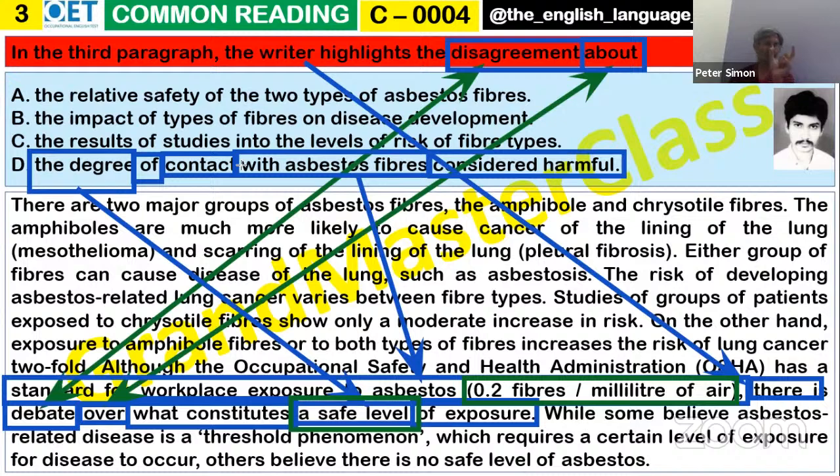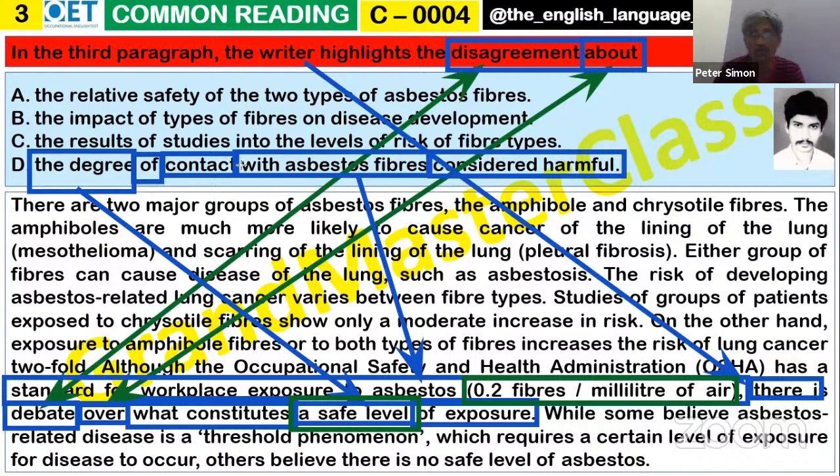Less than that, more than that. Whenever there is a number, it diversifies things into two different places. Numbers are very important. So 0.2 fibers per milliliter of air is the standard for workplace exposure. Beyond that, according to the health administration, it is dangerous. That means below that it is safe. People are disagreeing on this 0.2 fibers per milliliter. Some say that it is okay. Some say that there is no safe level, so eliminate everything.